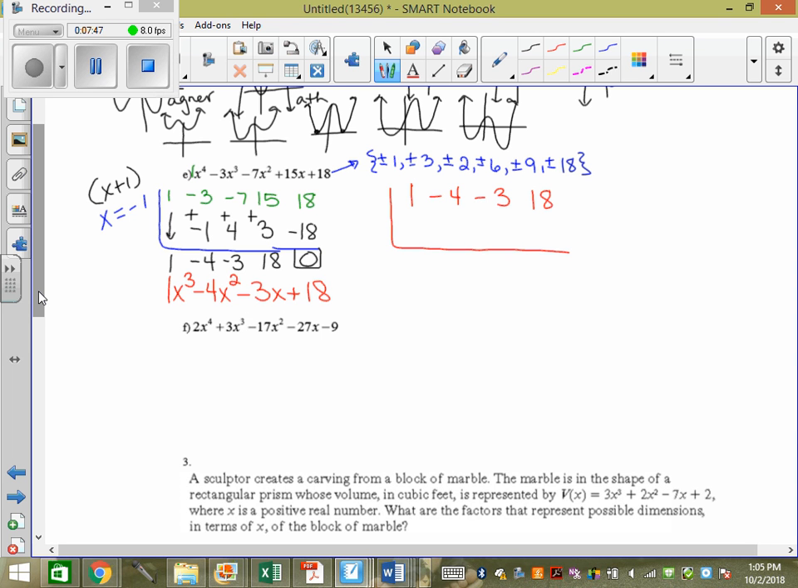What's one that works? Does anyone get one? -2? So that's my root, and that's what I would plug into remainder theorem, but what's my factor? X what? X plus 2. Yeah. Right here. Those are just the coefficients. Because remember when I drew this up here, I ditched all the variables and just put coefficients. So now I have to put the variables back in.